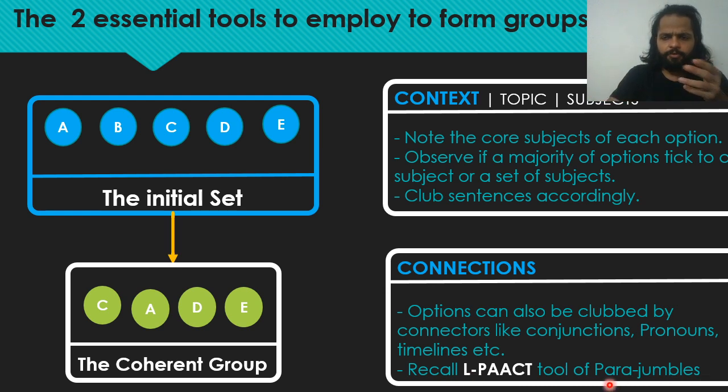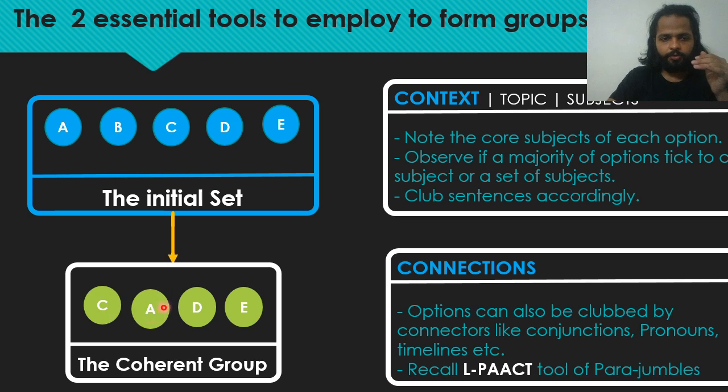So it's very useful in parajumbles and also in odd one out questions, because in this case also you're looking at forming paragraphs, right? So one way in which you can get a coherent group out of your initial set is by checking for context. The other is by checking for connections, right?